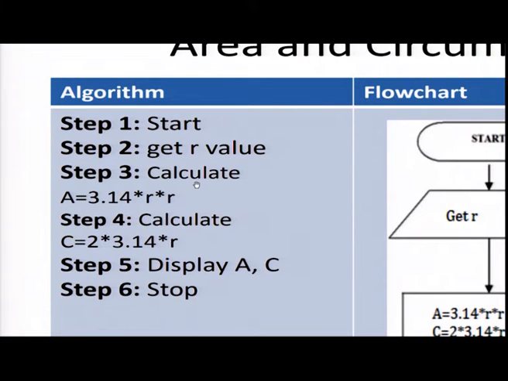Now we are supposed to calculate the circumference of a circle too. So what is the formula for circumference of a circle? It is 2 pi r. So 2 into pi value 3.14 into r. So now in step 5 you are displaying A and C. Then in step 6 you are stopping it.